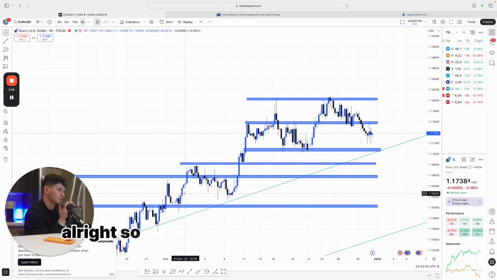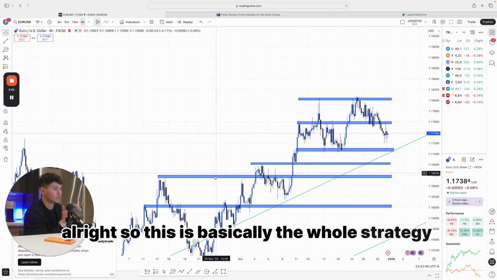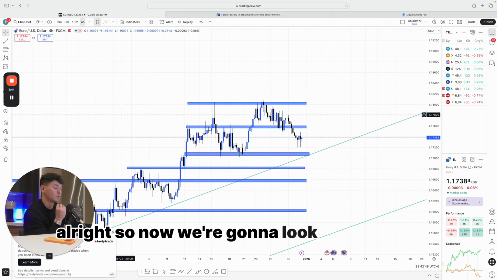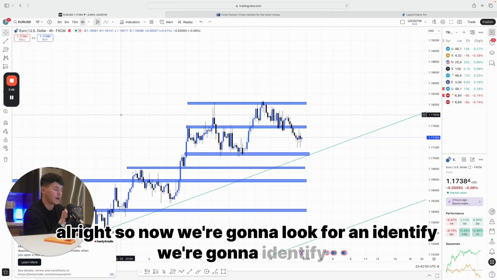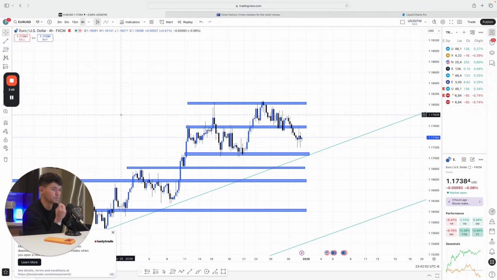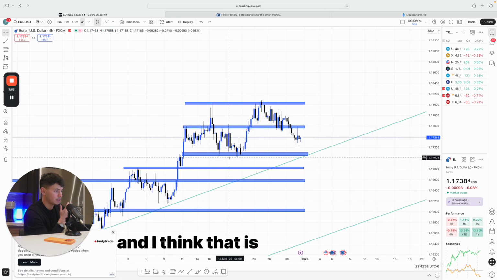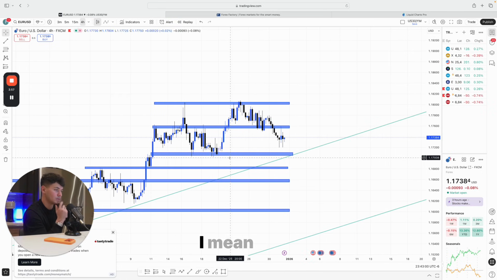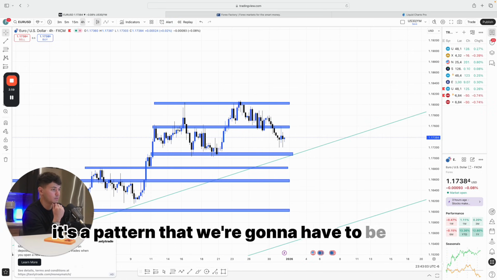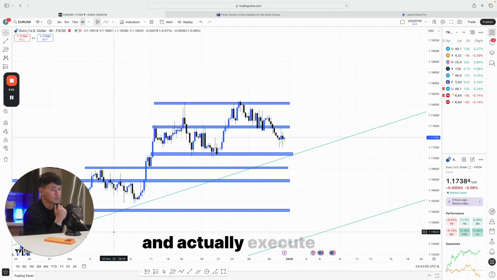So this is basically the whole strategy breakdown. Now we're gonna look for what Alex calls a pattern in the market. It's a pattern that we're gonna have to be on the lookout for and actually execute on.